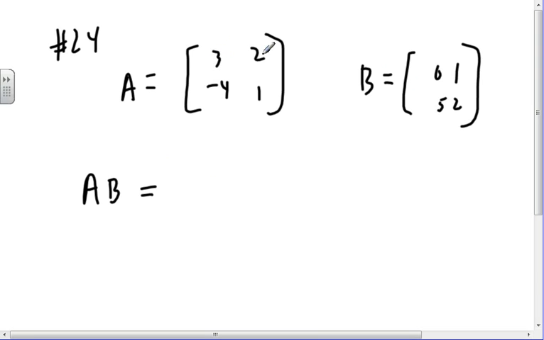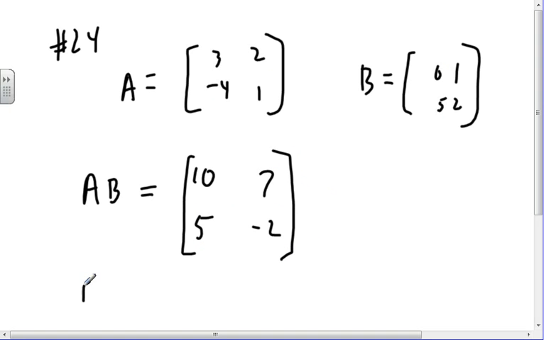First row, first column, 10. First row, second column, 7. Second row, first column, 5. Second row, second column, minus 2.